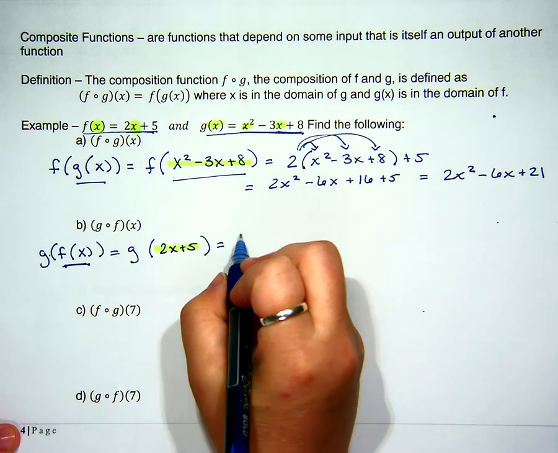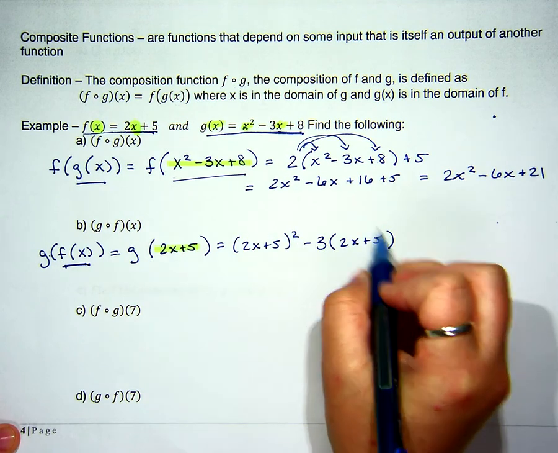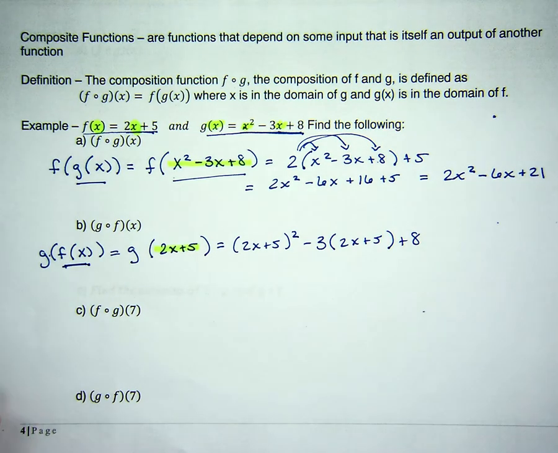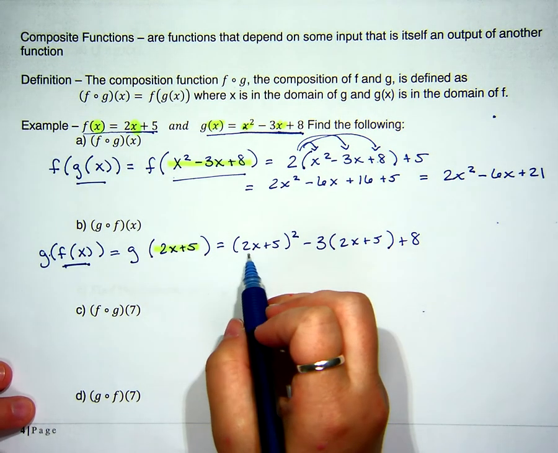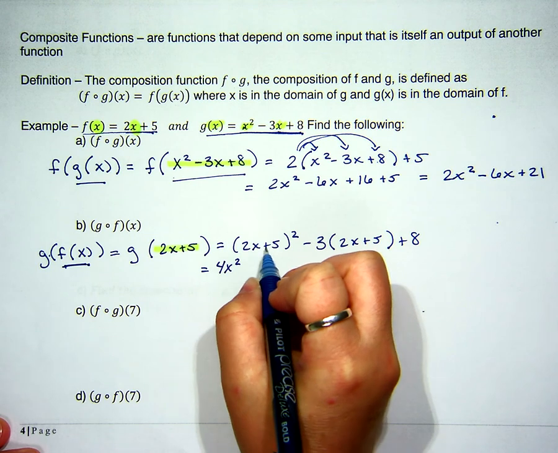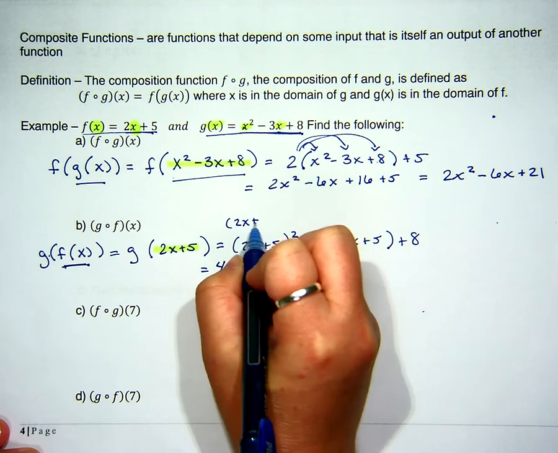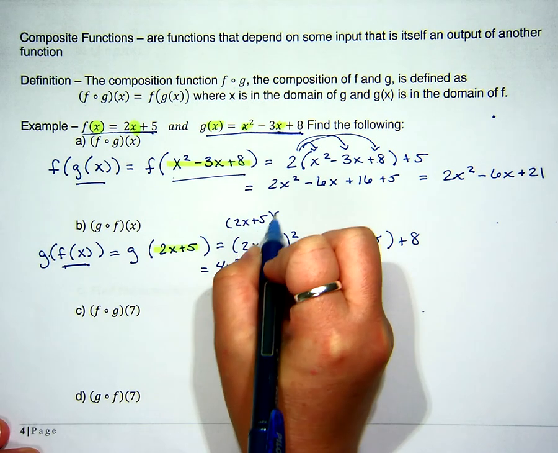So I have 2x plus 5 squared, minus 3 times 2x plus 5, plus 8. Again, this is evaluating. 2x plus 5 squared is 2x squared, or 4x squared. You've got 2 times 5x twice, and you've got 5 squared. What I did was 2x plus 5 twice.